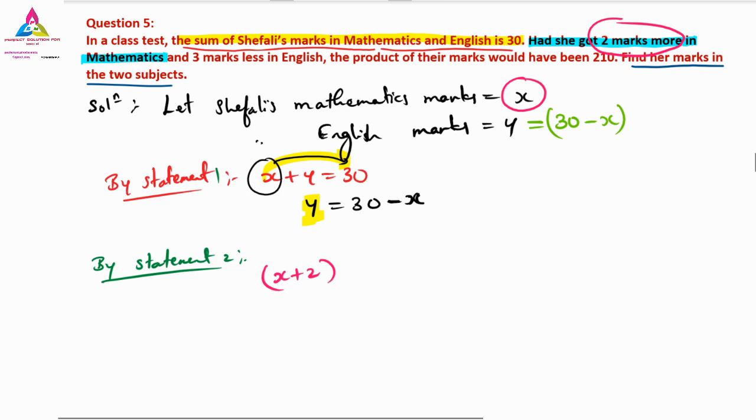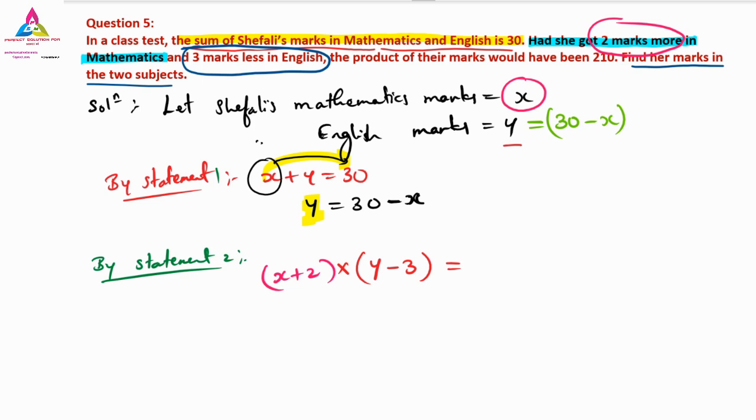And again we will continue, and 3 marks less in English. English we have taken as y, so y minus 3, because 3 marks less. The product of those marks would have been 210, and product means multiplication. We have to multiply them and it is equal to 210. This is the clarification I have given. But remember, we can't take the y because the y I have already eliminated.